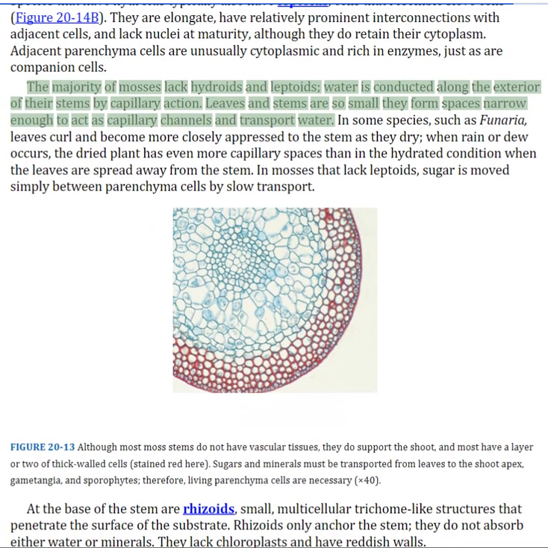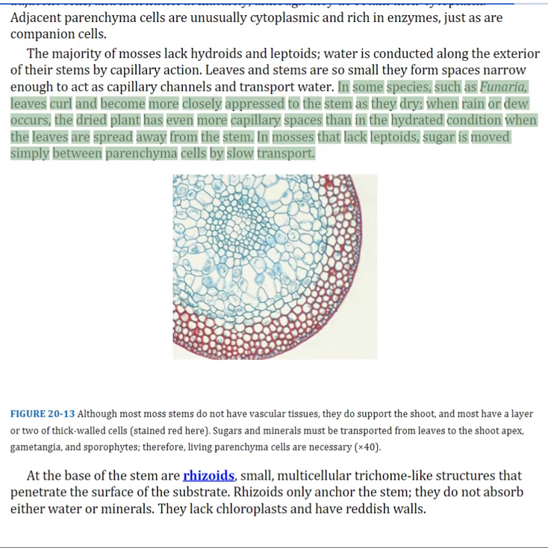The majority of mosses lack hydroids and leptoids. Water is conducted along the exterior of their stems by capillary action. Leaves and stems are so small they form spaces narrow enough to act as capillary channels and transport water. In some species, such as Funaria, leaves curl and become more closely appressed to the stem as they dry. When rain or dew occurs, the dried plant has even more capillary spaces than in the hydrated condition when the leaves are spread away from the stem. In mosses that lack leptoids, sugar is moved simply between parenchyma cells by slow transport.